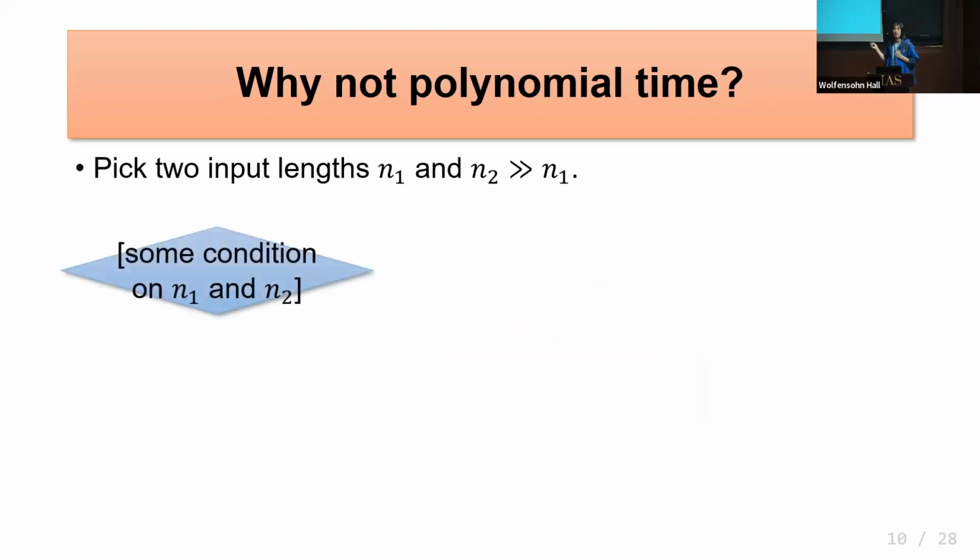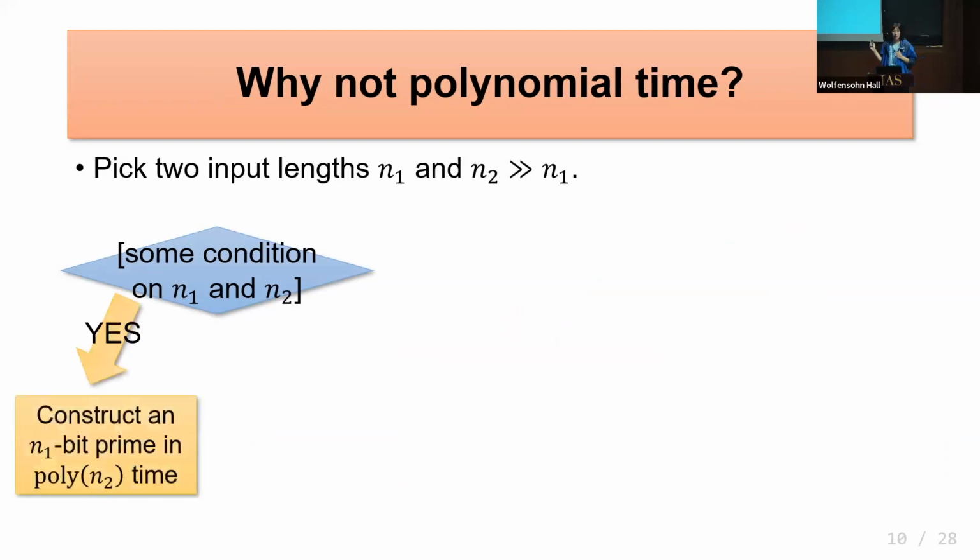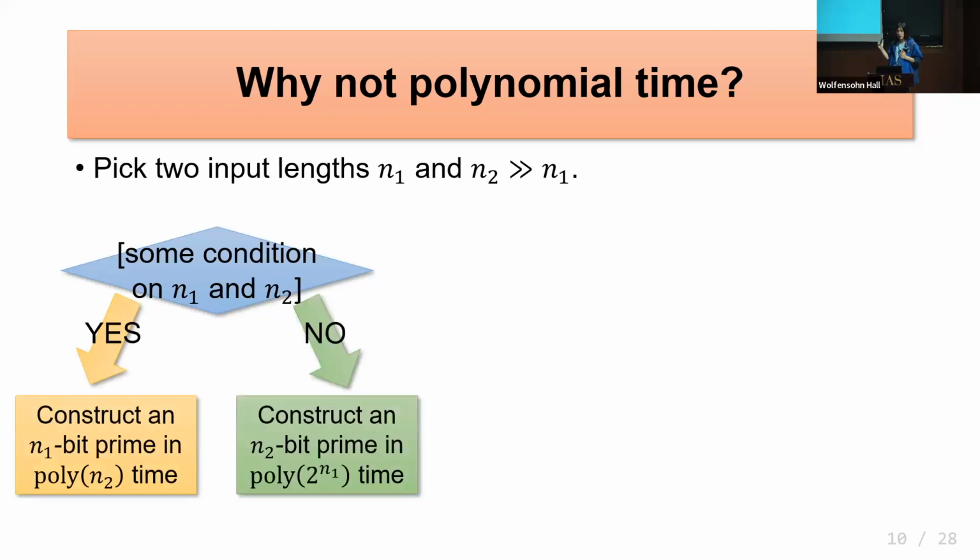So let's say N2 is somewhat larger than N1, and we have some condition on N1 and N2, which is some finite version of PSPACE equal to BPP. If the condition holds, then we can construct an N1-bit prime in poly(N2) time. If the condition doesn't hold, then you can think of we have a PRG over length N1 that fools N2, which means we can construct an N2-bit prime in poly(2^N1) time. So I think I omitted some polynomial factor here. Maybe this is N1^0.1 size prime, but that's not important here.